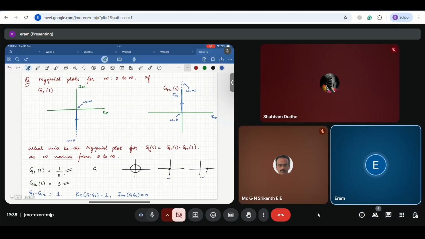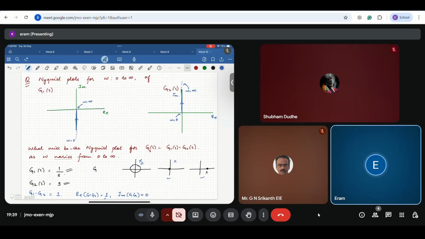Because in the first option we are getting imaginary part also. So this is not the correct option. Second and third can be correct. Now from here we are getting real part as 1 always. So this option also goes out.